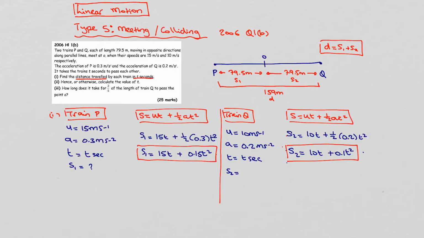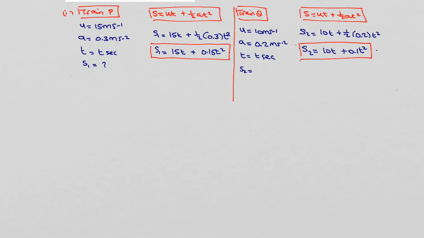So it then says in part 2, hence or otherwise calculate the value of t. So the otherwise could be any other solution that you come up with yourself, but if it's saying hence here, I'm going to use the information that I have. And as I said earlier at the start, if we look back up to the top right hand corner, the key to our solution for meeting and colliding is that D is equal to S1 plus S2. In other words, 159. So we're going to equate those two equations.